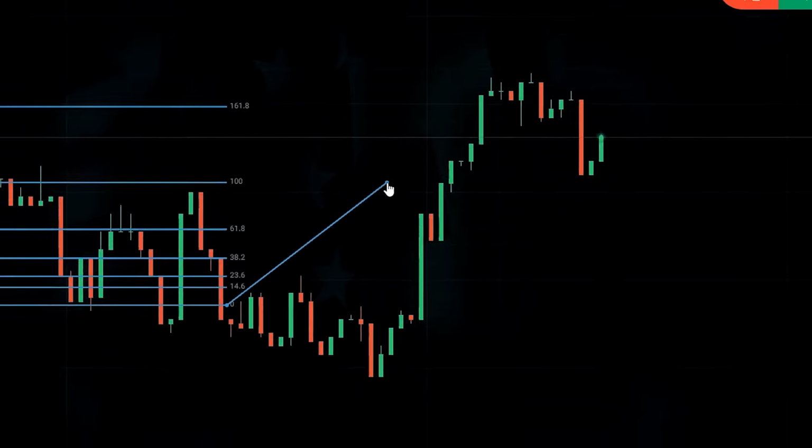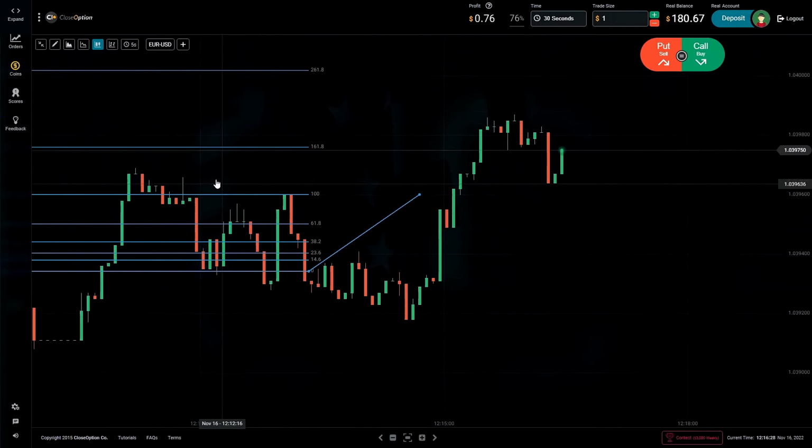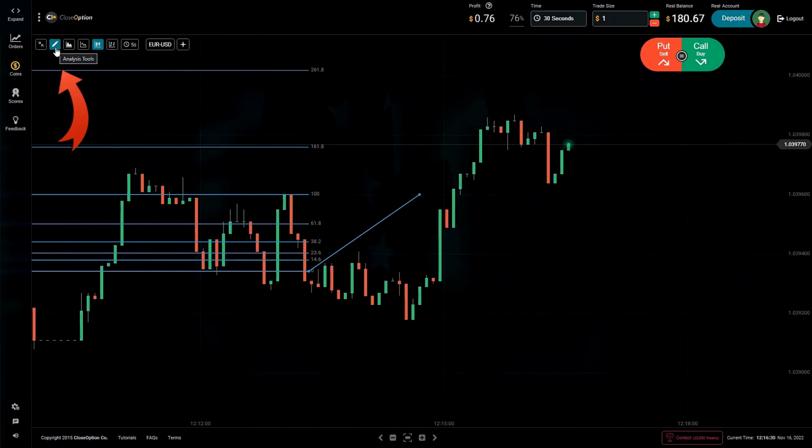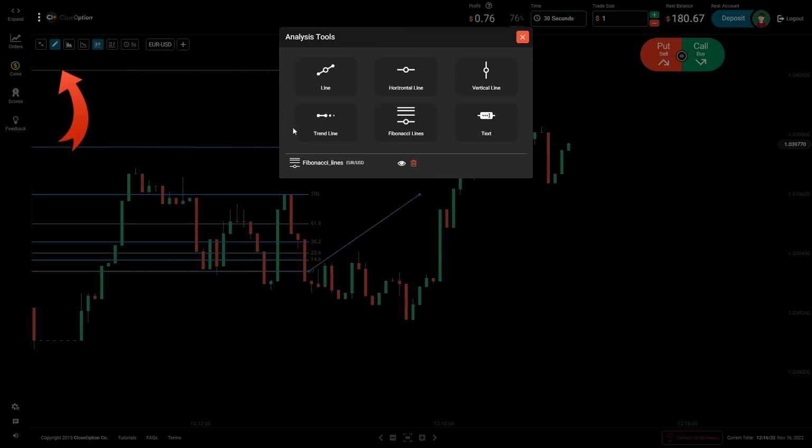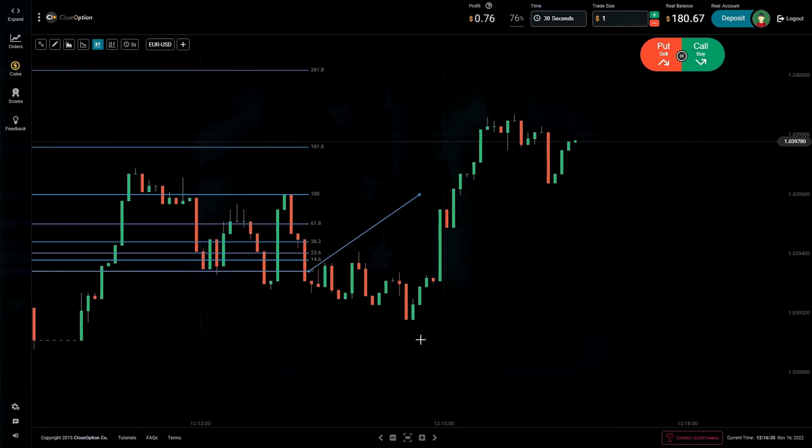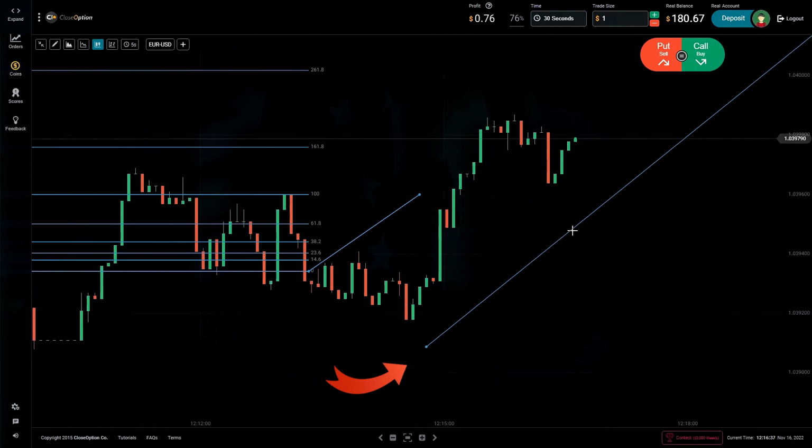Let's choose another graphic symbol. Click on the pen symbol again. Select trend lines. Position the mouse in the preferred point and then move it at the chosen angle.